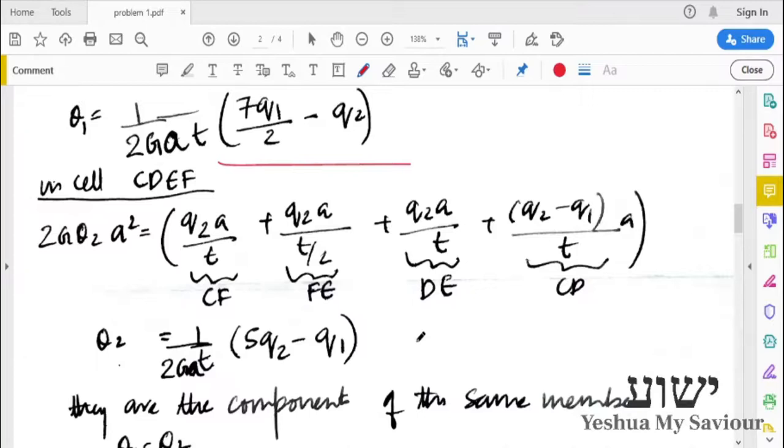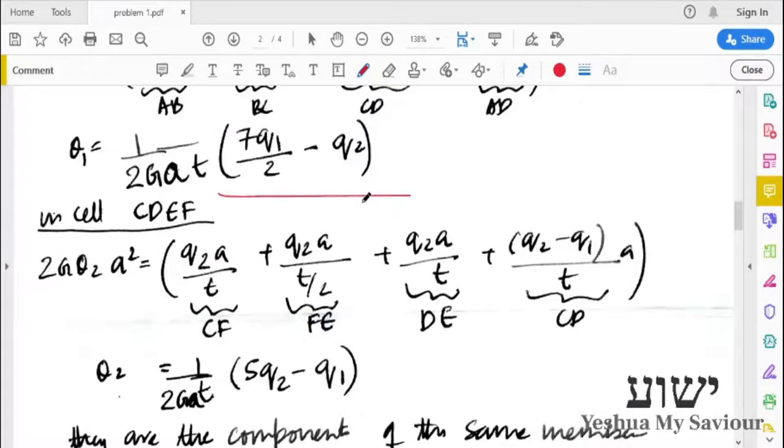Okay, similarly, I'll have the equation for the cell CDEF.